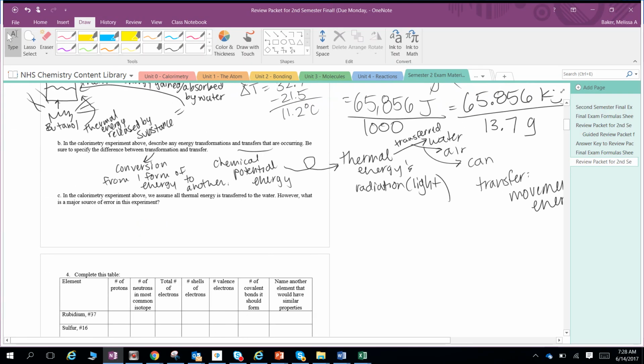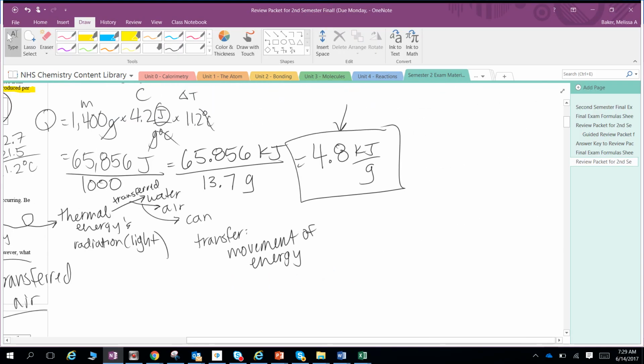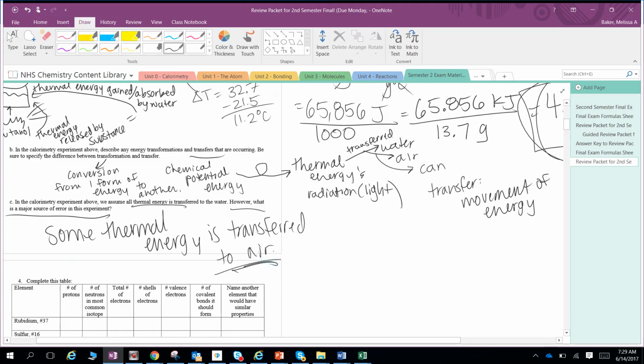And finally, it says we assume all the thermal energy is transferred to the water, but what is a major source of error in the experiment? Some thermal energy is transferred to the air, and therefore it's not accounted for because the butanol actually is giving off more kilojoules per gram than what we measured in the experiment, because some of that energy that went to the air should have really gone to the water.